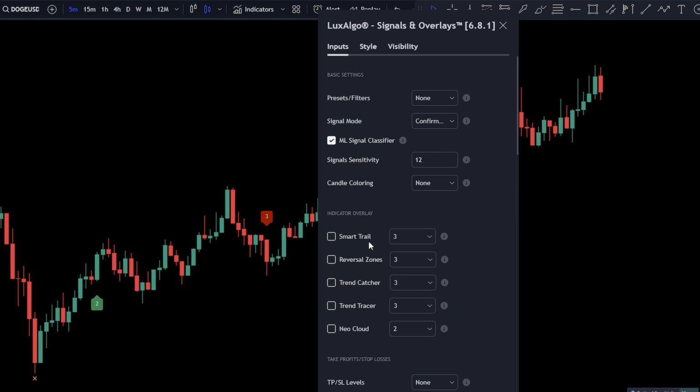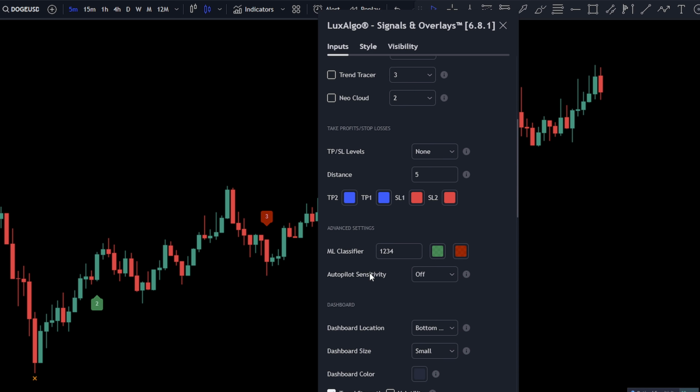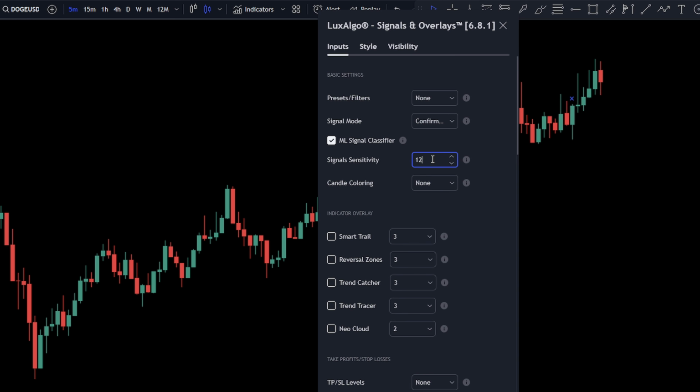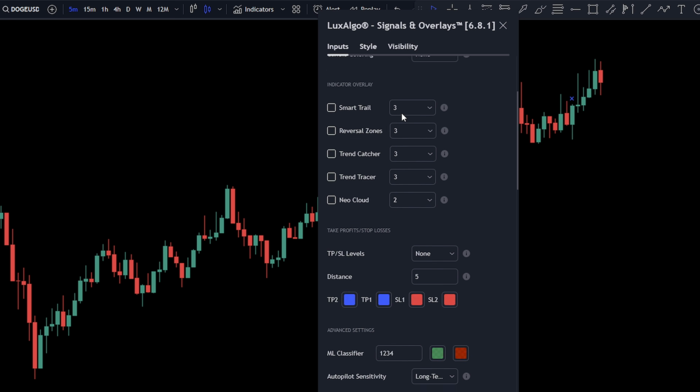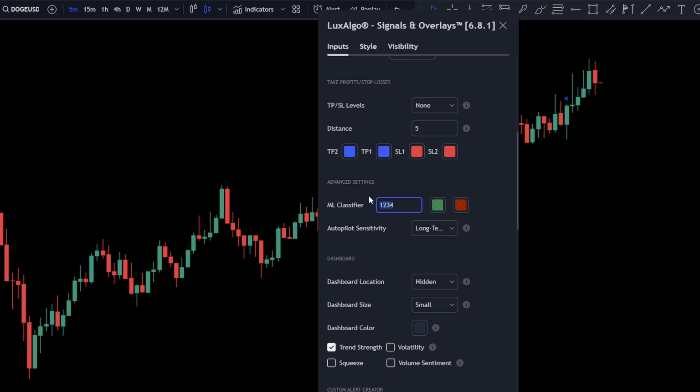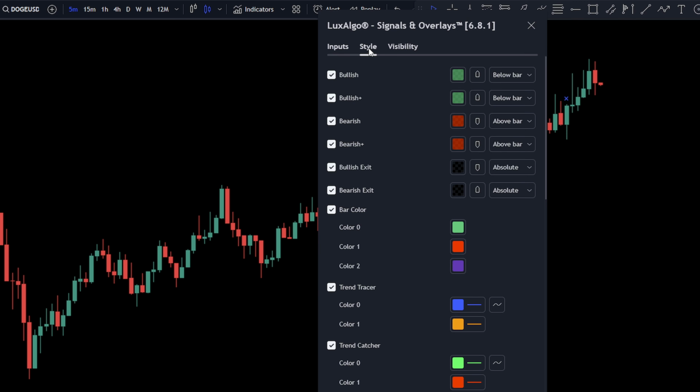And now for the signal sensitivity. Depending on the asset and time frame you're trading, I recommend using the autopilot sensitivity set to midterm or long-term if you prefer an easier approach without adjusting the sensitivity manually. For advanced traders, I suggest using the manual sensitivity and setting it to a value between 18 and 32, based on the asset, time frame, and current market volatility. And here, within the advanced settings, we want to select 1 and 4 for the ML classifier, and finally you want to click the Style tab and disable both the bullish and bearish exit signals as we don't need them for our strategy.